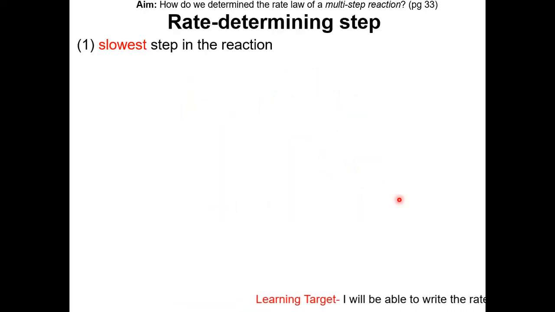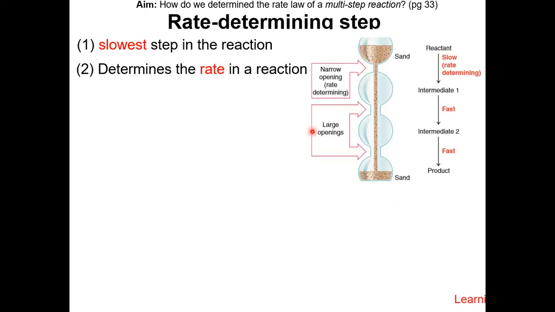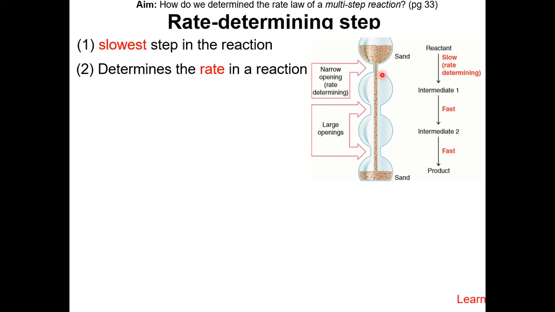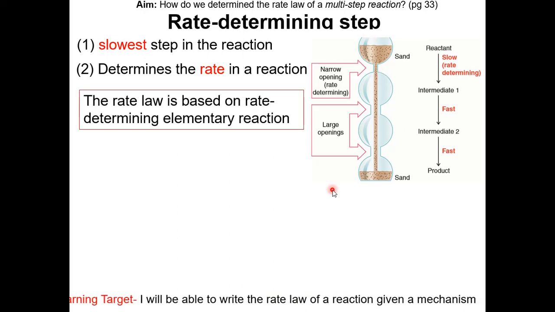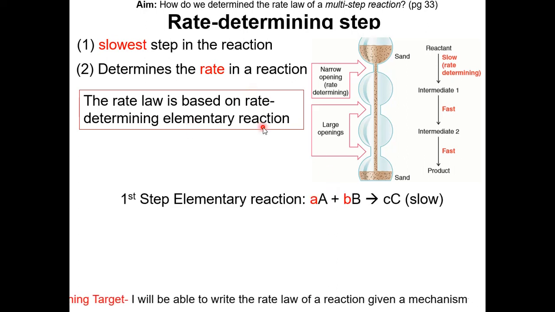This slowest step is known as the rate determining step. It determines the rate of the reaction. Here's another diagram illustrating this. This opening is the most narrow, therefore it is the rate determining step. It is the slowest step. In the context of a multi-step reaction, which has multiple steps, the rate law of the multi-step reaction will be based off the rate determining elementary reaction.